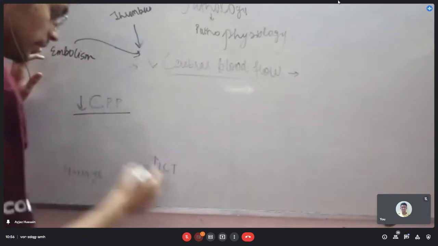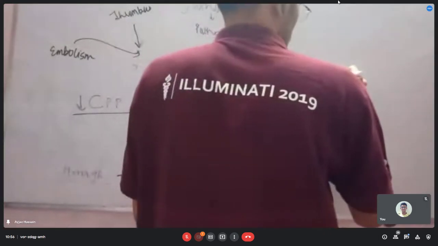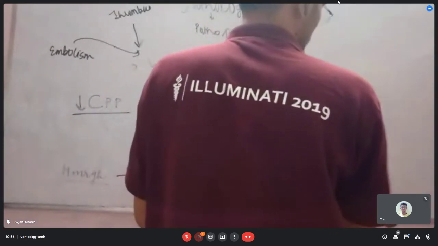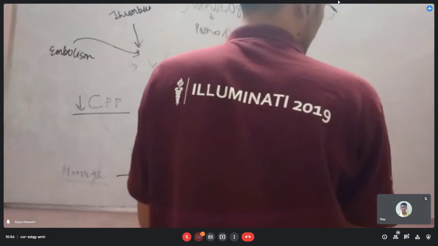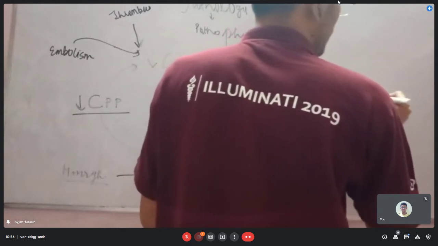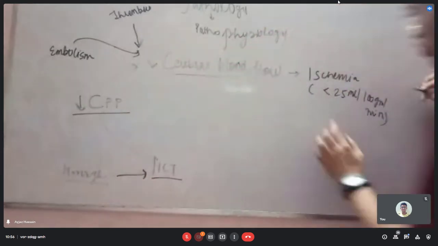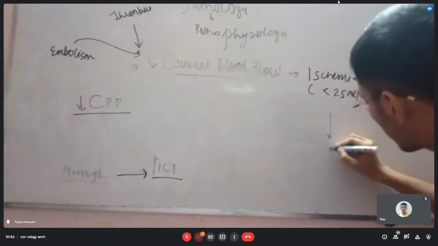There will be reduced CPP, and raised intracranial tension because of hemorrhage. This all will lead to ischemia. That means the blood flow has reduced. It has become less than 25 ml per 100 gram of brain tissue per minute. This ischemia will lead to infarction.